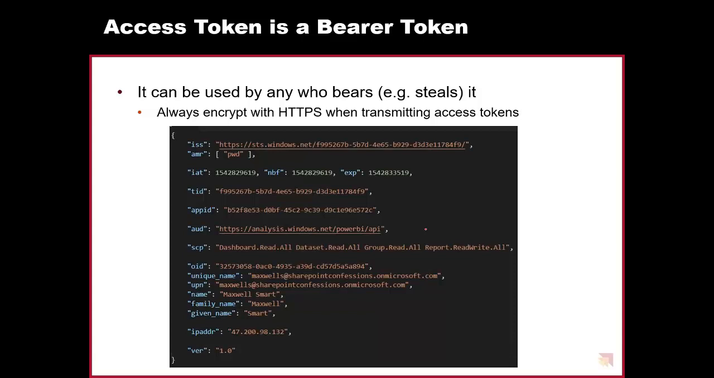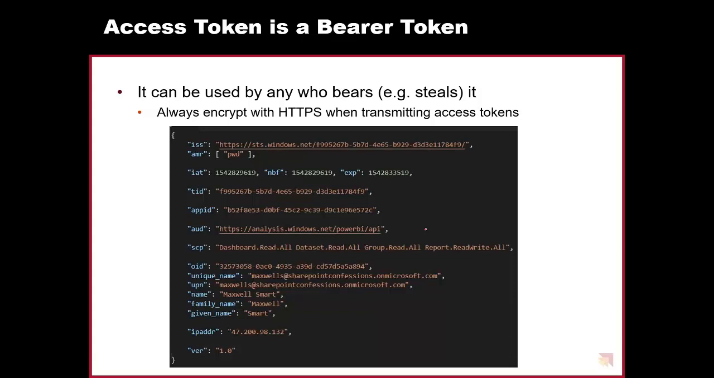Now, an access token is what we call a bearer token. And bearer tokens basically mean whoever has it can use it. So people like to make the analogy that an access token is like cash, not like your ATM card. So if you drop your ATM card, people can't use it because they don't have your PIN. If you drop cash, they can readily use it.